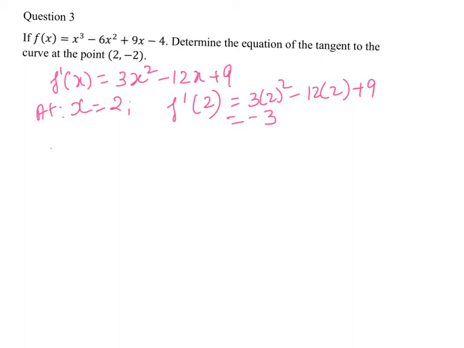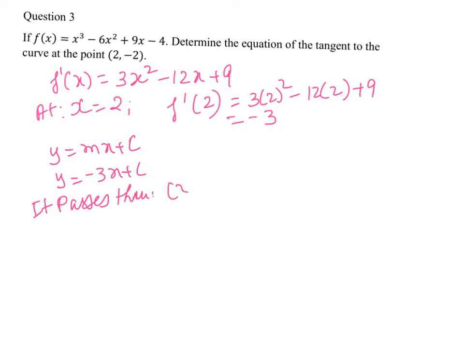Now, what is the equation of a tangent? y is equal to mx plus c, and I get y is equal to negative 3x plus c. This is the equation of the tangent, and it passes through the point (2, negative 2). Therefore, I replace x with 2 and y with negative 2.